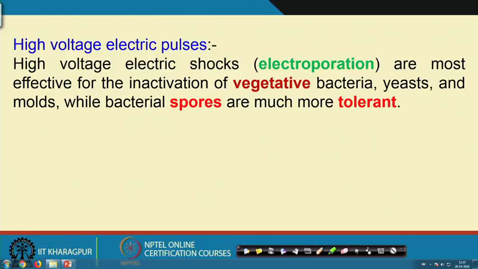Vegetative means cells which can grow rapidly under given favorable conditions, normal growth. So, in that case they are called vegetative cells, while bacterial spores are much more tolerant. For spore formers, which we have seen in the previous one, there even the spore formers were affected, but in this the spore formers are not, because they are tolerant to the high voltage shock or high voltage pulse given.